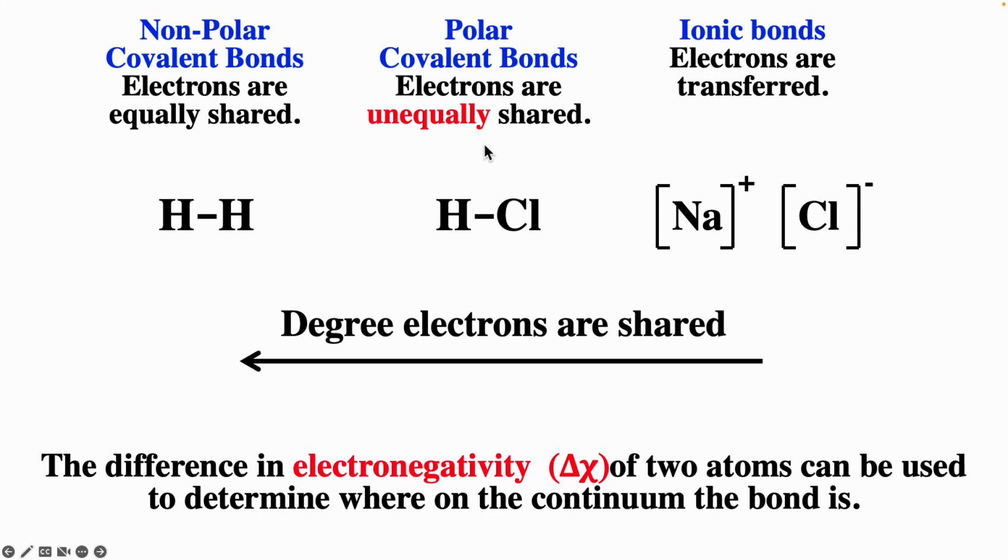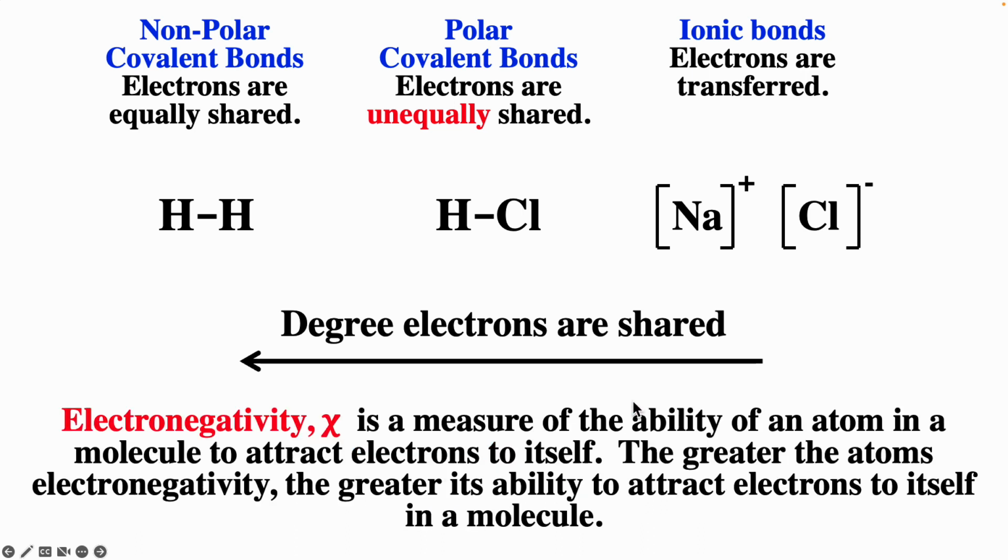And so we've talked about how elements tend to react by losing, sharing, or gaining electrons to get noble gas configuration. And so on one end, you have equal sharing of the bonding electrons. On the other end, you have a transfer of the electrons. Now we can tell where we're at on this continuum by looking at the difference in electronegativity.